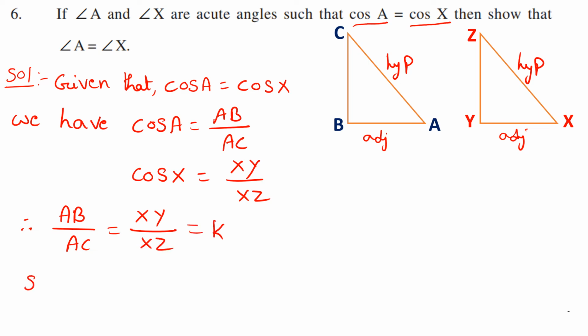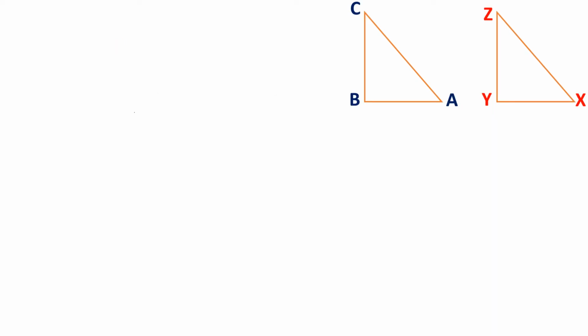Okay, so now we know that AB equals k into AC. AC we transpose to that side, which means it should be multiplied. And XY equals k into XZ. Let us see that on the next page. Write those values again: AB equals k into AC and XY equals k into XZ.